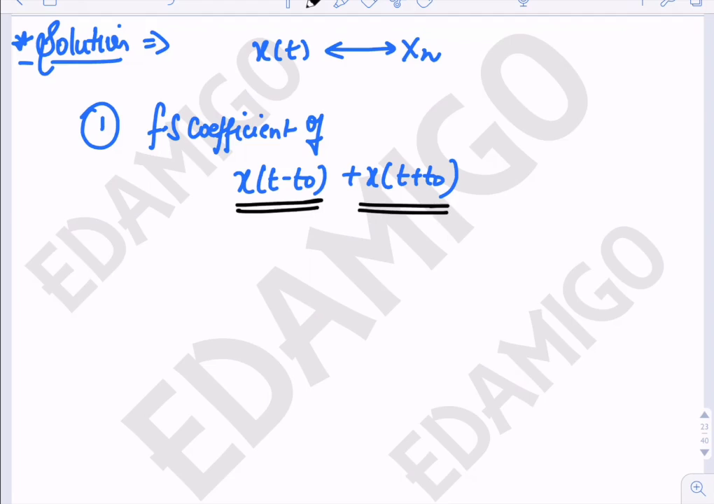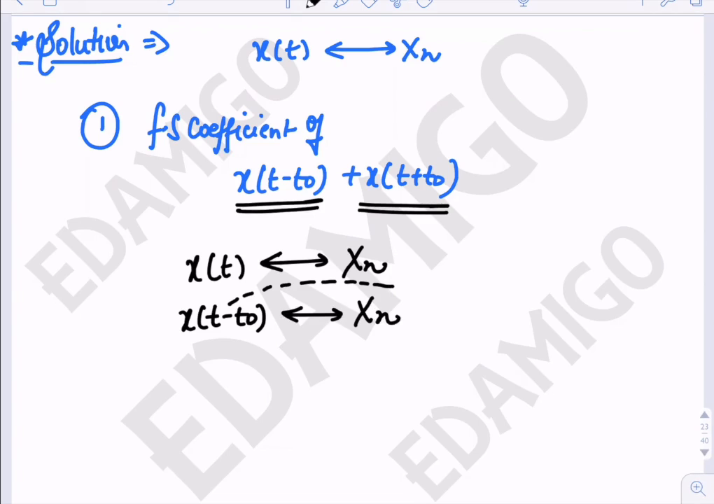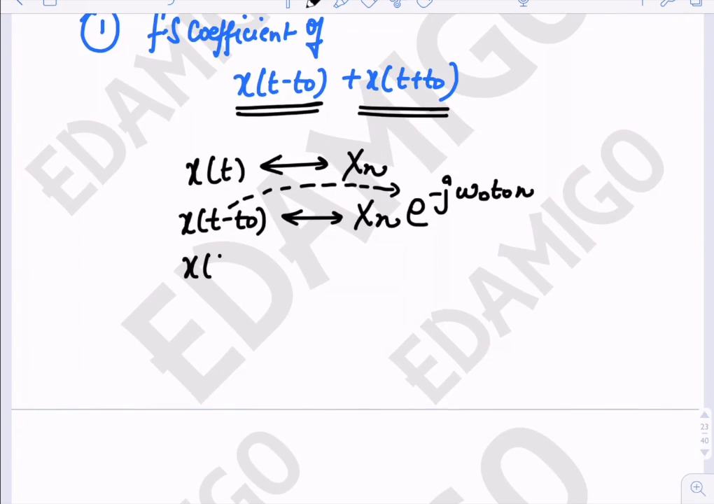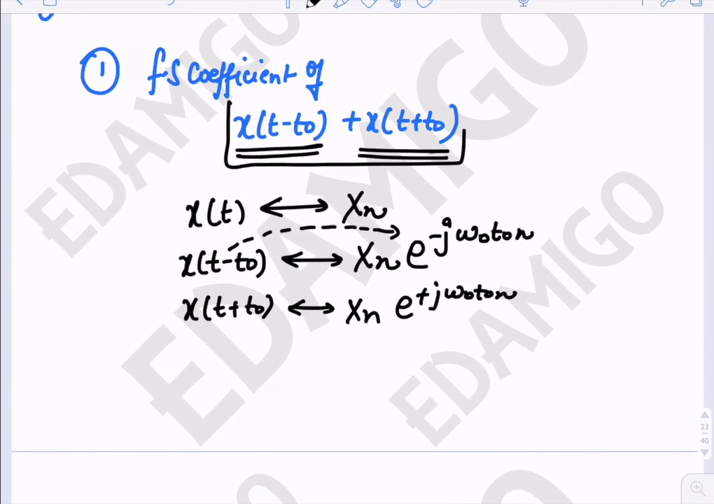The time shifting property states that if x(t) has the exponential Fourier series coefficient x_n, then x(t minus t naught) will have the Fourier series coefficient x_n e to the power minus j omega naught t naught n. In time shifting, the effect goes with the same sign. Similarly, x(t plus t naught) has x_n e to the power plus j omega naught t naught n. Also, the time period of this signal will be the same as the time period of the signal x(t).